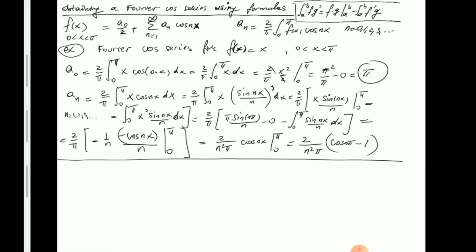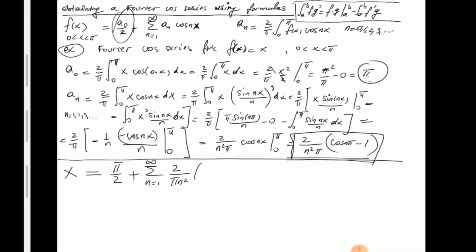So we determined a naught over here, that's equal to pi. This is a n. So what we concluded is that x can be written in the form of a Fourier cosine series as a naught over 2. Remember, you divide a naught by 2. So if a naught was pi, then the first term is pi over 2, plus the summation from 1 to infinity of a n, which was 2 over pi n squared, parenthesis cosine of n pi minus 1, and then times cosine of nx. So this is the cosine series representation for the function f of x equal to x on the interval 0 to pi.